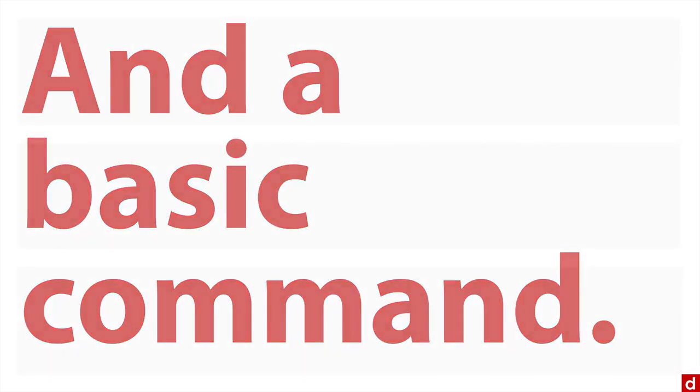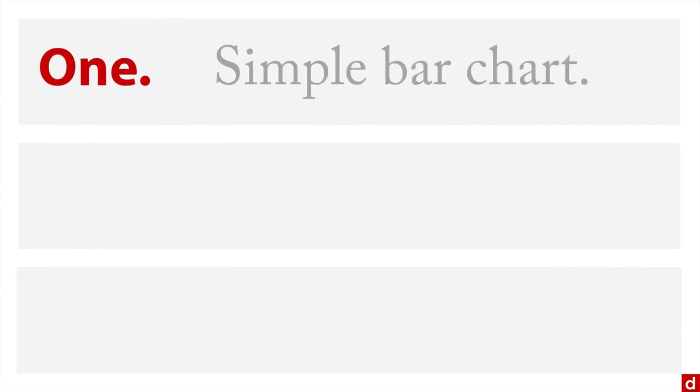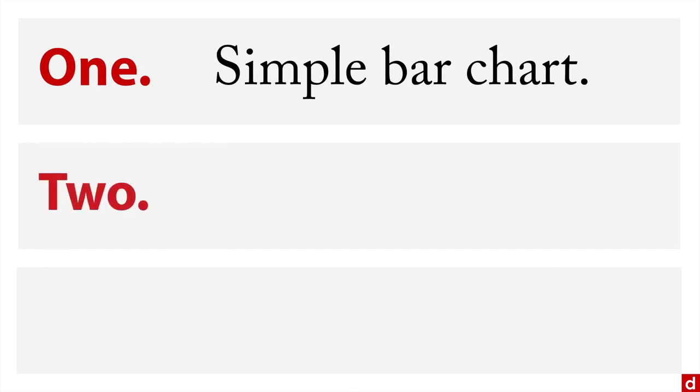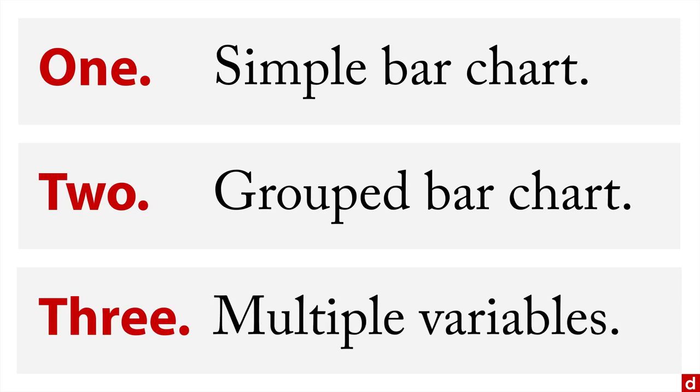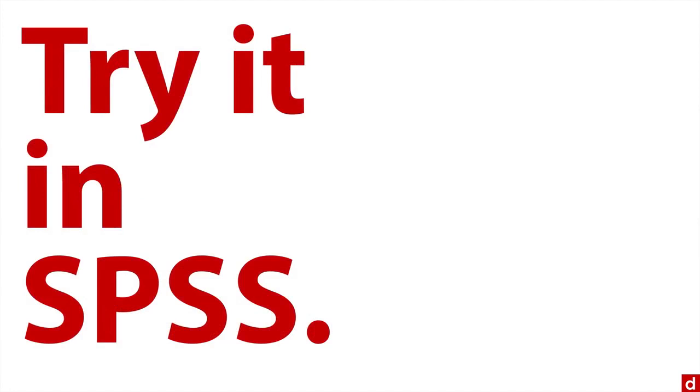Now, we actually have a few options on different kinds of bar charts. One, we can make a simple bar chart, so a single variable simply showing the category frequencies in that variable. Two, we can do a grouped bar chart where we break it down by some other variable. And then three, we can do multiple variables and show the bars simultaneously. But let's try this in SPSS. It's really easy to do. Just open up this SPSS syntax file and we'll give it a whirl.